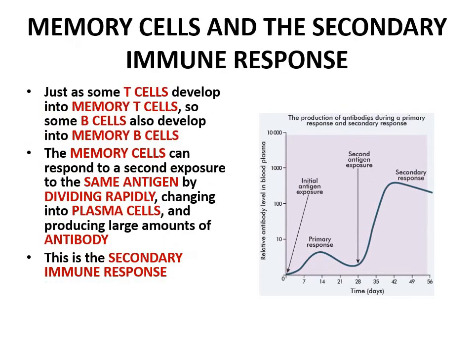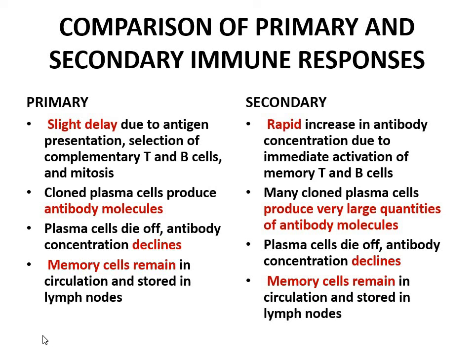Whereas the secondary response, so the second peak, is much quicker because we already have our memory B cells. They're going to divide rapidly, so clonal expansion, and they're going to produce many, many antibodies really, really quickly. So the reason why it's quicker the second time is because we don't have to produce these antigen presenting cells like the first time. And just a little comparison of the two. You can pause the video and have a look.